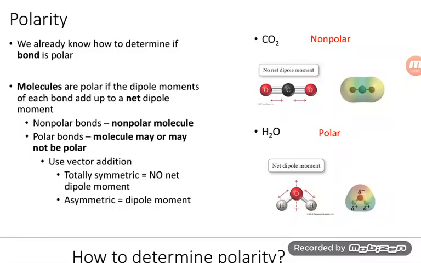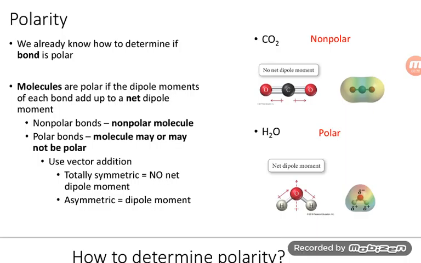In Chapter 9, we learned how to determine if a bond is polar or nonpolar by looking at the electronegativities of each of the atoms involved. Now we want to do a bigger picture view and decide if a molecule is polar or nonpolar. The basic rule is that molecules are polar if the dipole moments of each bond add up to a net dipole moment. Now, there are two possible scenarios here.